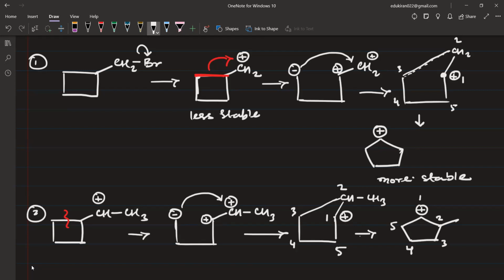All of you understood this second one, yes or no? How to do it? Yes, sir. Okay. Please practice these things today only. Okay? After class, practice these again.